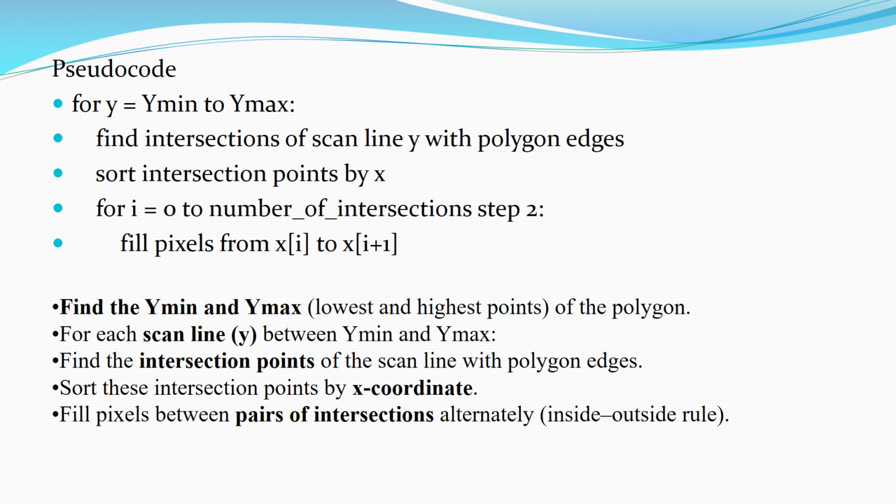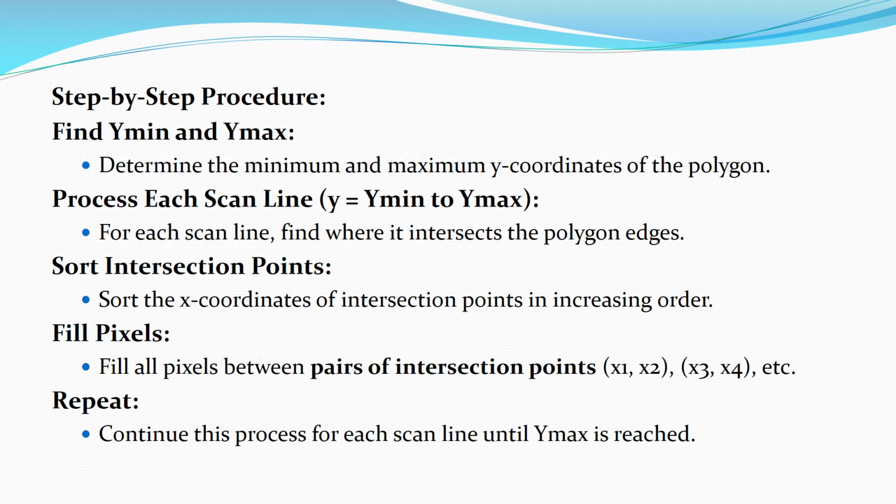Let's see how the pseudocode actually processes. First we find the y min and y max, the lowest and highest points of the polygon. Then we scan the polygon line by line between y min and y max, as the figure shows. In a scan line, the main step is to maintain the active edge table. These are all the steps to perform the scan line.